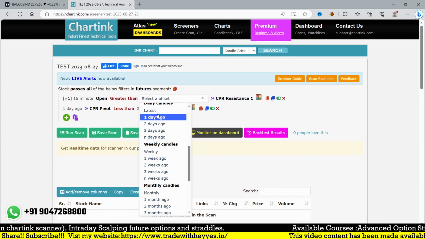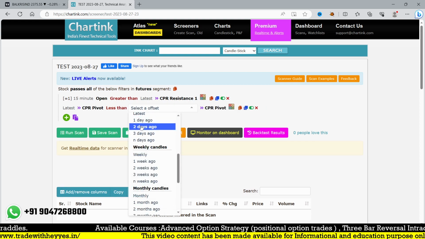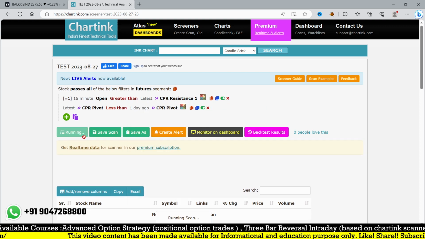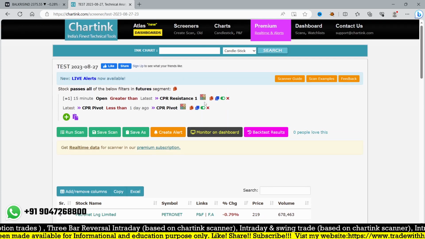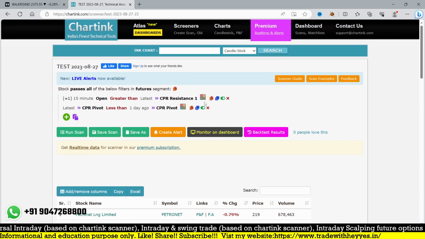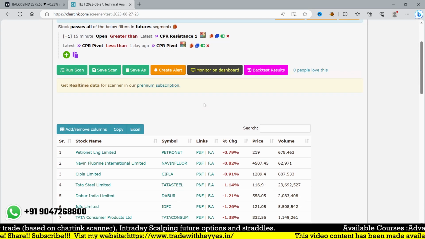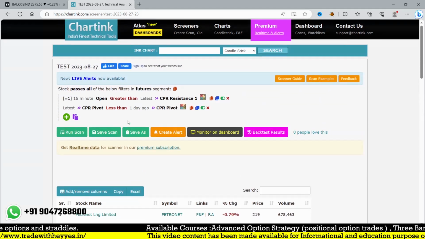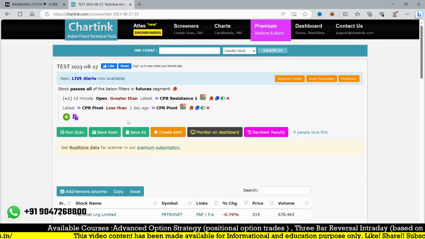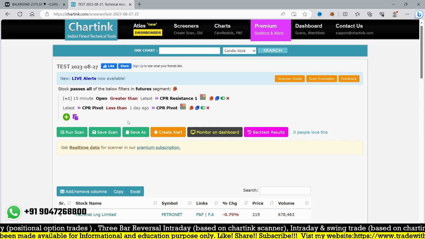So you need to use the latest CPR here, and it should be a 1-day CPR. If you are using this, it would be for tomorrow. So in a live market you need to use it. If you are using it after market, it will show you wrong data. Almost 36 stocks are not right, because the CPR level is calculated based on the previous day's open, high, low, close values. Okay, so we need the previous day.